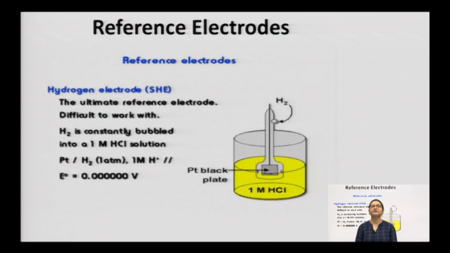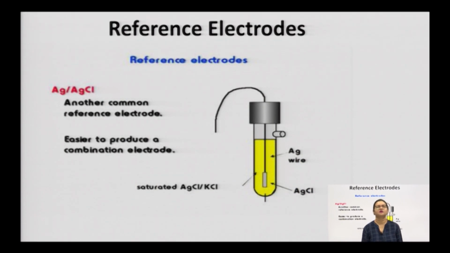Then these are the types of reference electrodes. The first reference electrode is our standard hydrogen electrode. We can see here it is the ultimate hydrogen electrode. It comprises a platinum black plate which works as the electrode, dipped in a solution of HCl. Then the next one is the silver chloride electrode.